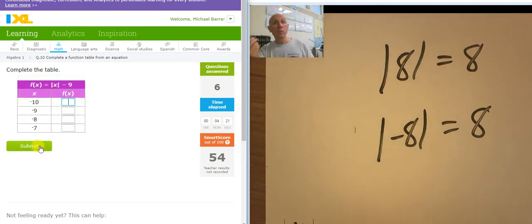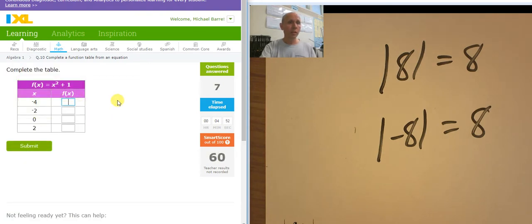Okay, so absolute value minus 9. What's the absolute value of 10? Absolute value of 10 is 10, minus 9 is 1. Absolute value of 9 is 9, minus 9 is 0. Absolute value of negative 8 is 8, minus 9 is negative 1. Oh, come on, Barr. Get it into the right box. Absolute value of negative 7 is 7, minus 9 is negative 2.